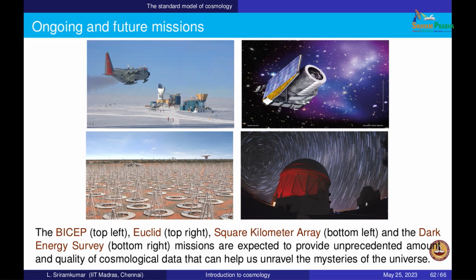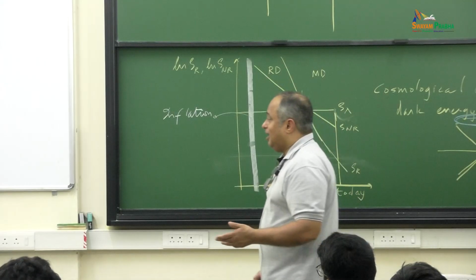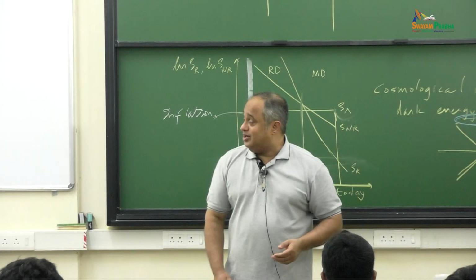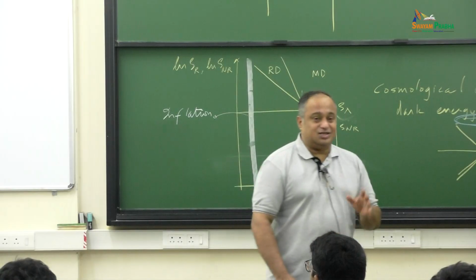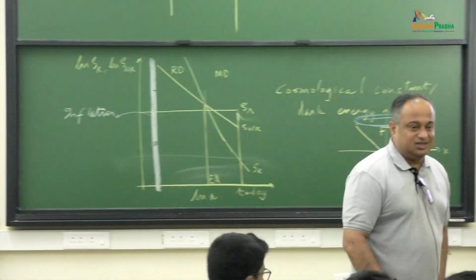In fact, one of them, Euclid, top right, has started observing. The Square Kilometre Array, SKA, will begin to observe the universe, okay? And the Dark Energy Survey is going on. And there are others; I haven't even included JWST here, okay? There are many observational missions that are ongoing and being planned. And you expect to have an enormous amount of cosmological data coming in, and this is a good time to work on cosmology. And I will leave this slide for you to look at, and you can note these books.